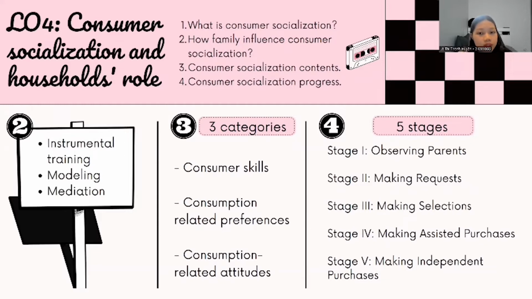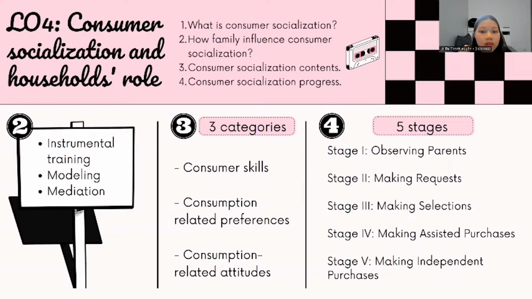Finally, consumption-related attitude is the third category, relating to the cognitive and affective orientation toward marketplace stimuli such as advertisements, salespeople, warranties, etc. And finally, we will move to a very important part of this learning objective, the consumer socialization process. This process includes 5 stages.